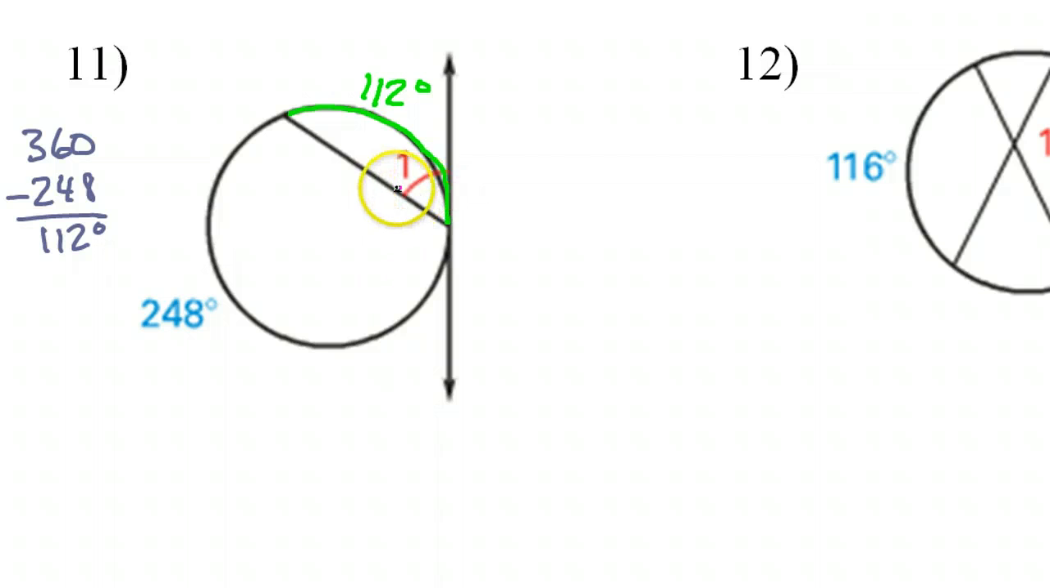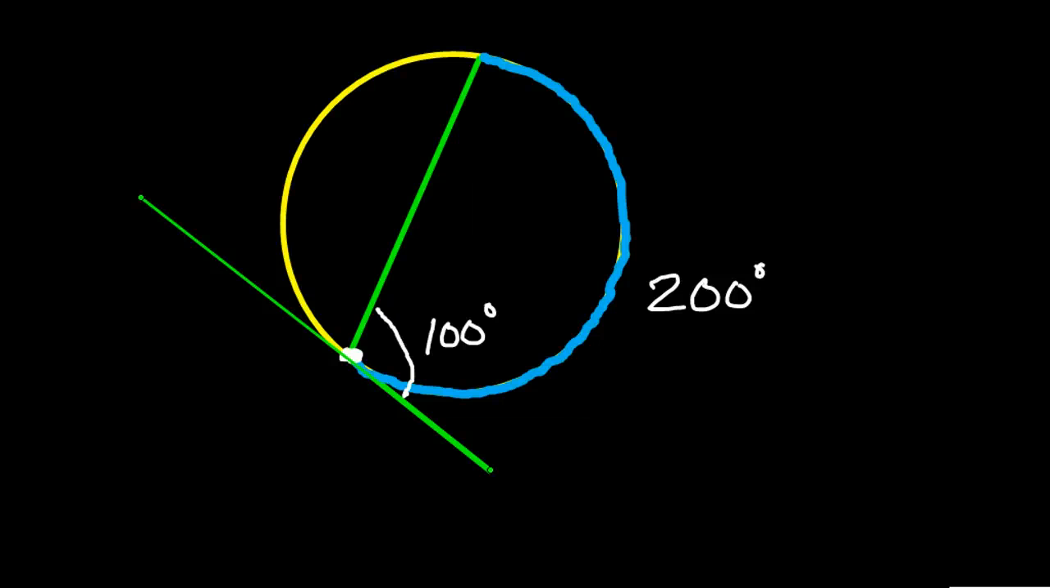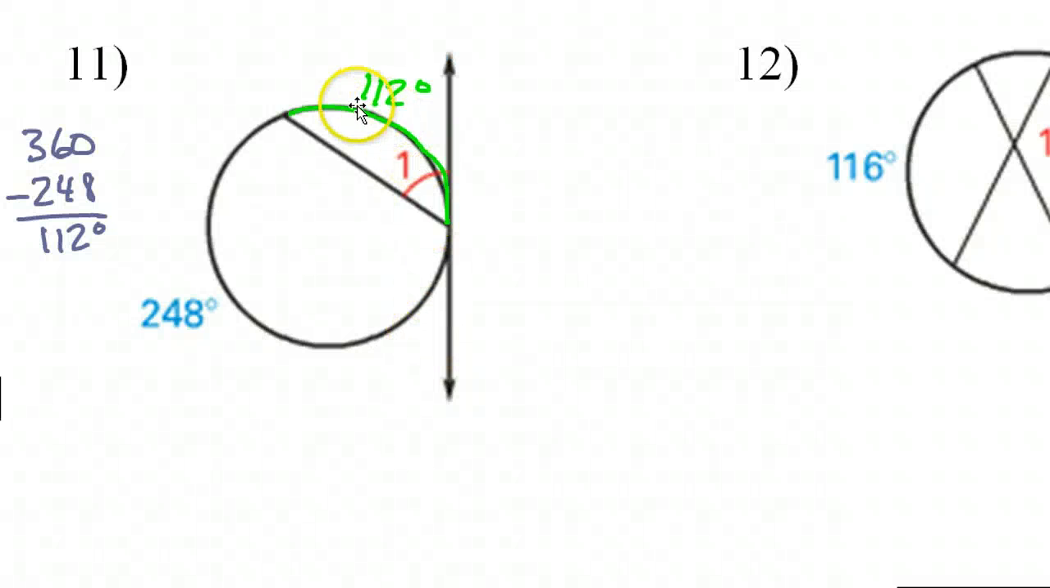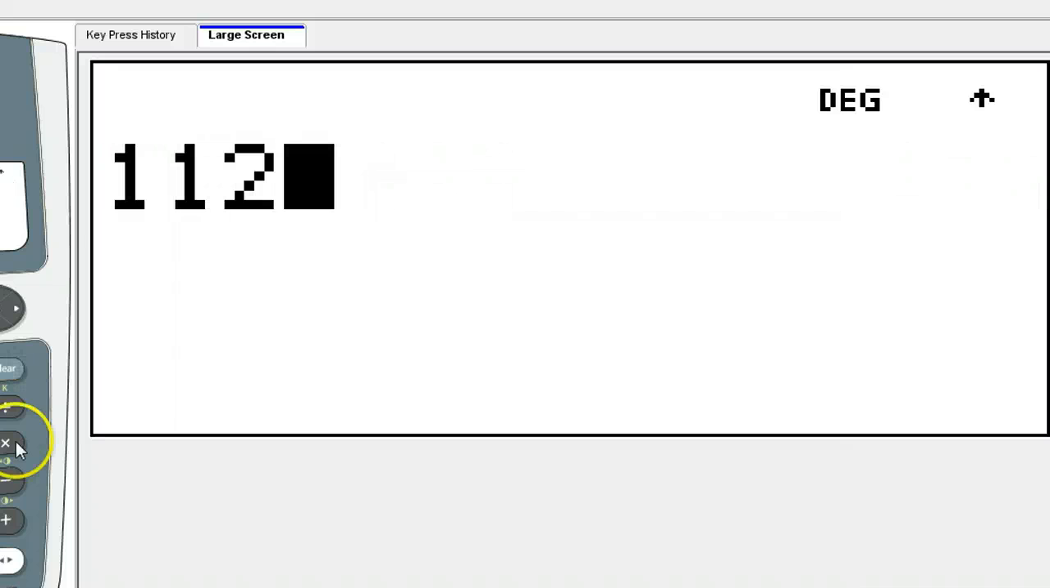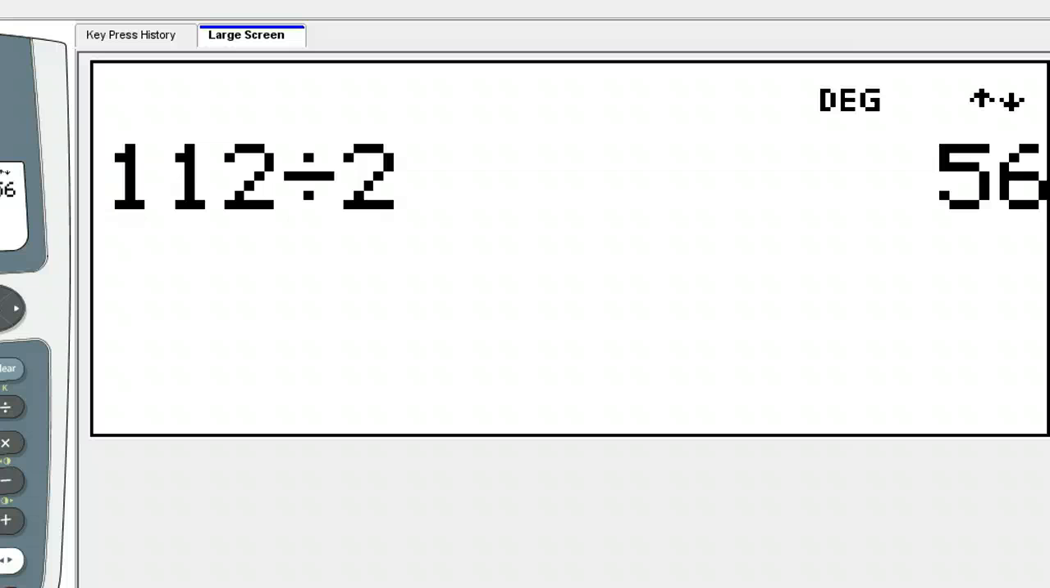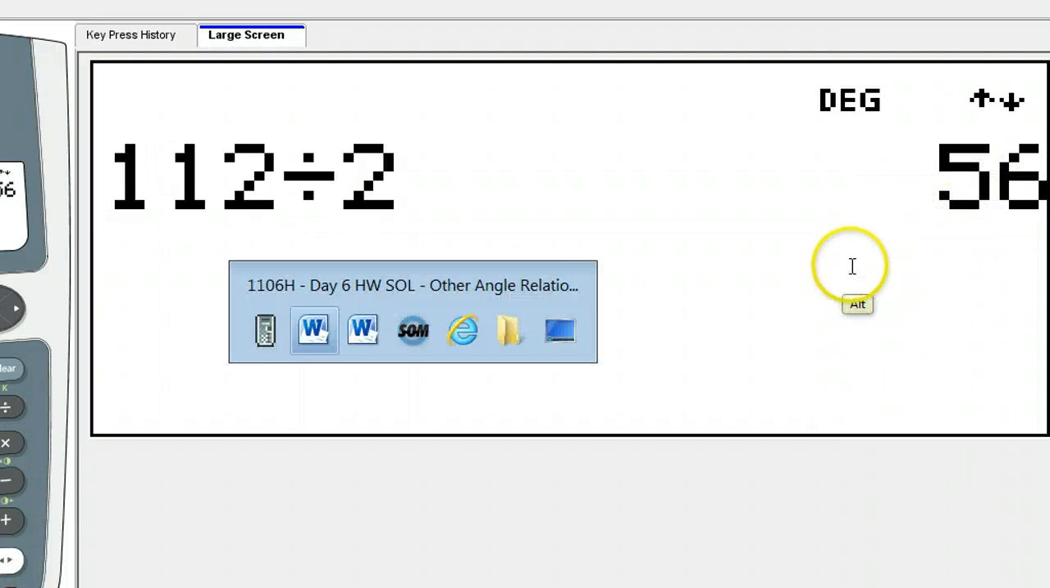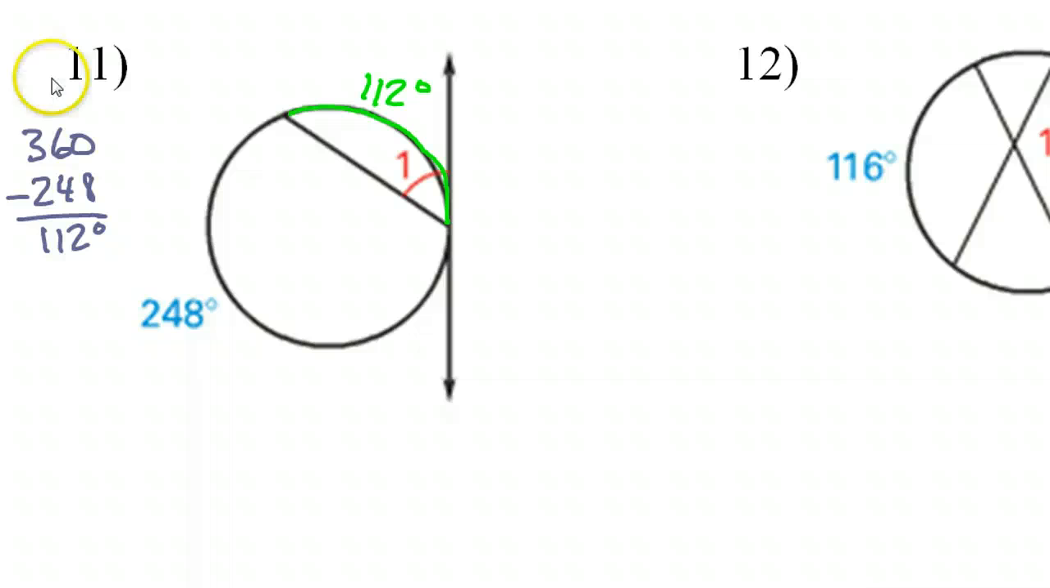Now remember the relationship between the inscribed angle and the arc. Remember this. The arc is double the angle. So that means the angle should be half as big as this. So if this is 112 degrees, and you should be able to do this in your head, but just in case, 112 divided by 2, that is 56. So the angle should be 56 degrees.